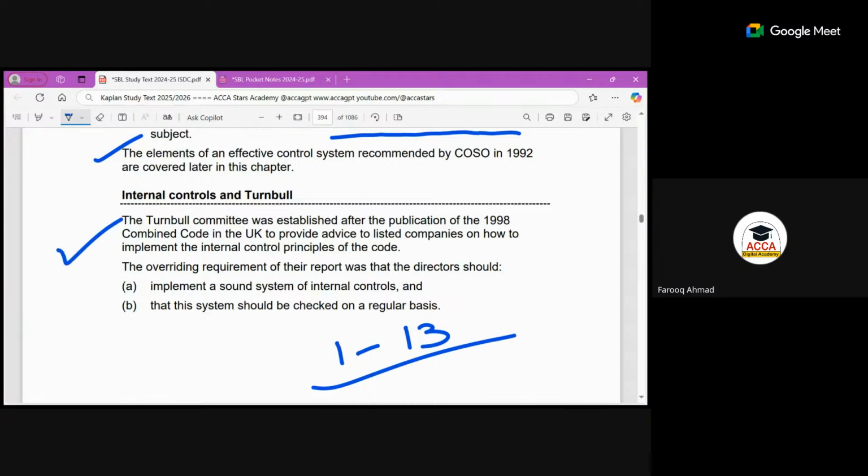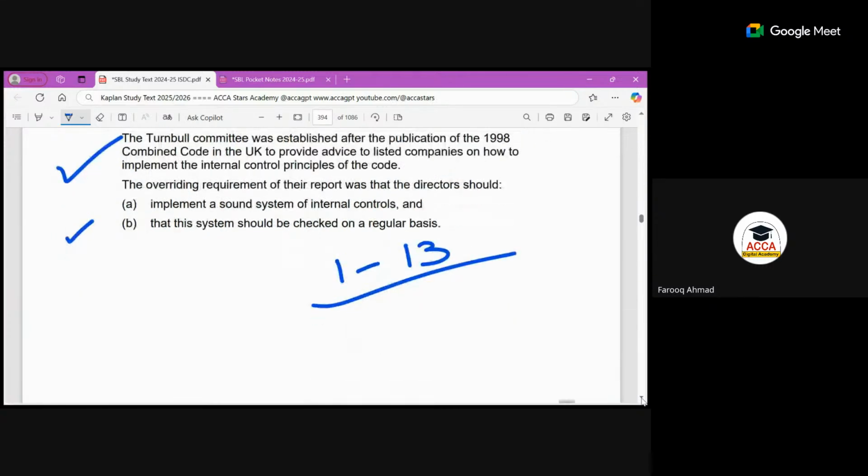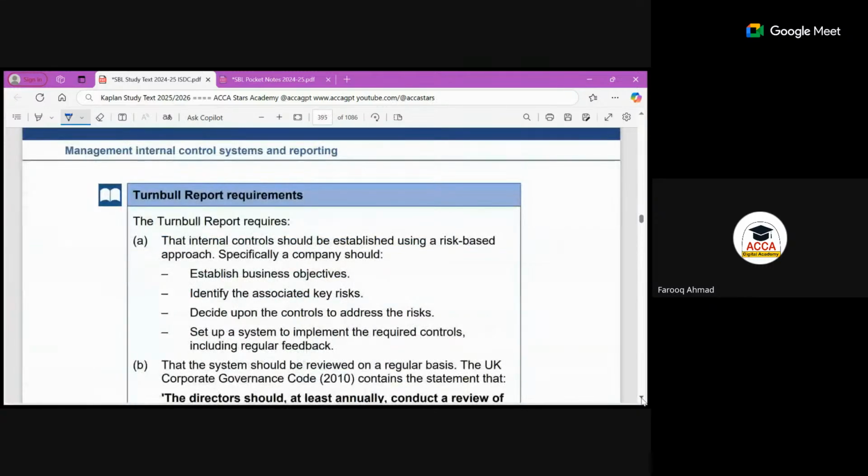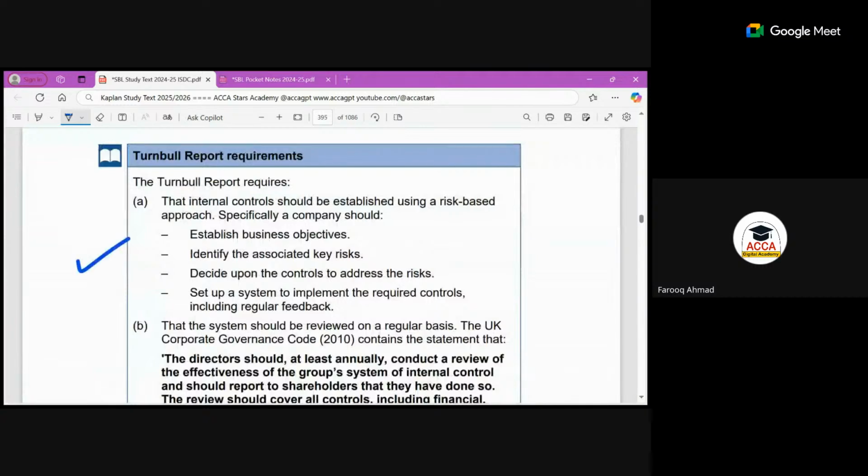Internal control and Turnbull, go through this one. Implement a sound system of internal control, and the system should be checked on a regular basis. Then again, Turnbull requirements: what are the report requirements? Establish business objectives and the key risk areas, decide upon the controls and address the risks, and then required control, including regular feedback.